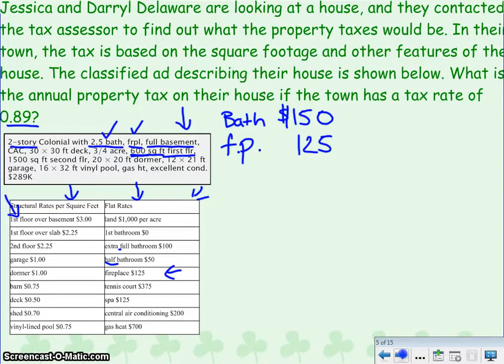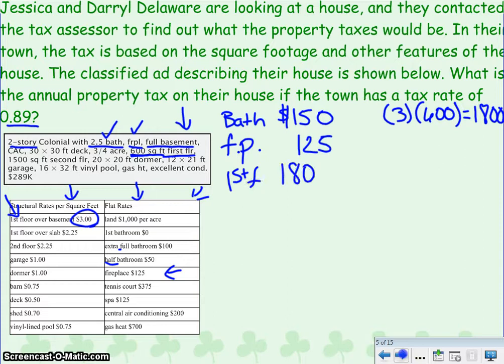So I'm going to take that 600 square feet, and I'm going to do some of these calculations over to the right, and I'm going to multiply it by $3 per foot. So I know that the first floor is $1,800. So the first floor is taken care of, the basement is taken care of.